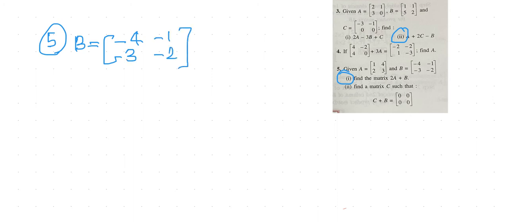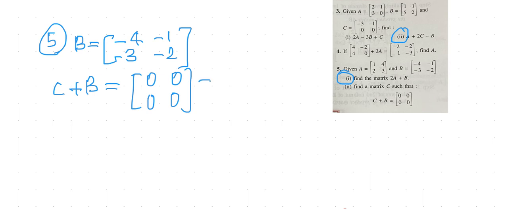We'll be now moving to question number 5, children. Okay, so question number 5, given A is equal to this much and B is equal to this much, find the matrix 2A plus B. So this is an easy one, children. So for sub question 1 you can be taking as homework. Find a matrix C such that C plus B is equal to, okay, so how are you going to do this? So C plus B will be taking the value of B which has been given as minus 4, minus 3, minus 1, minus 2. Okay, so now they have given that C plus B is equal to 0, 0, 0, 0.